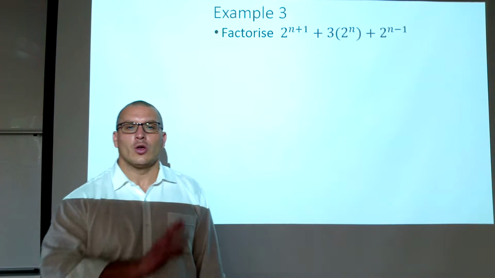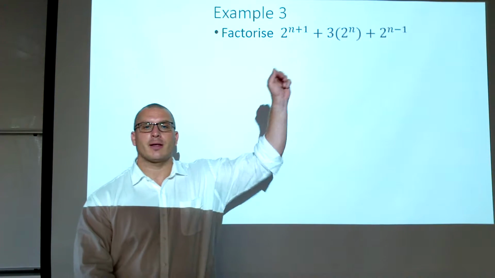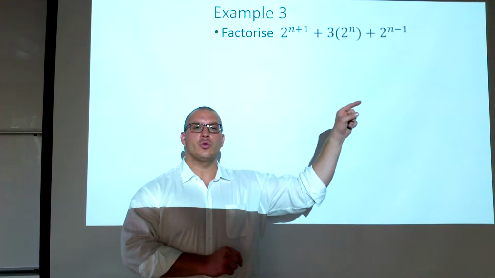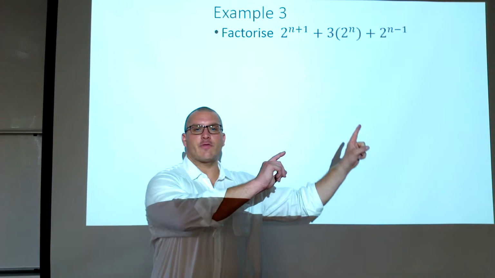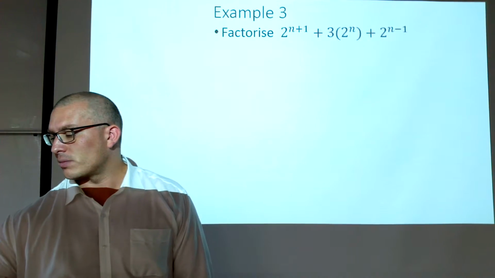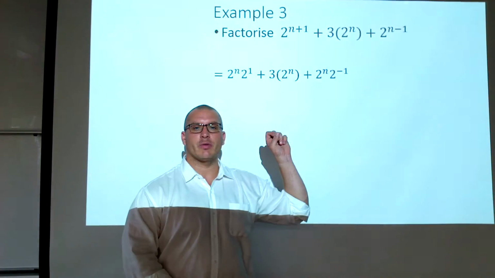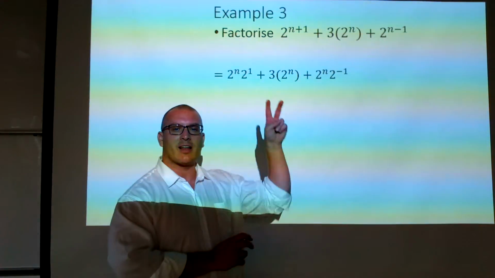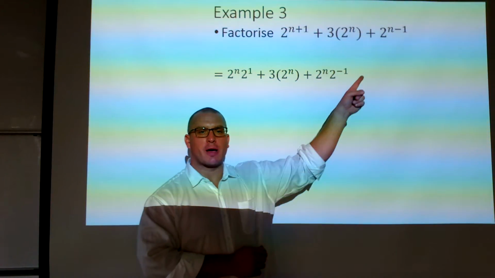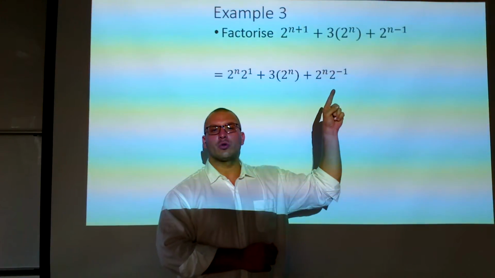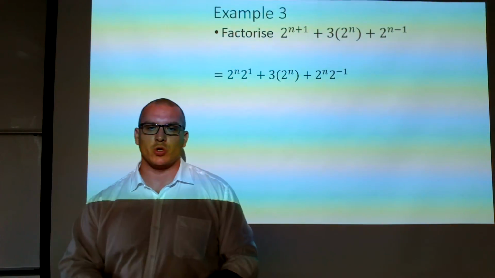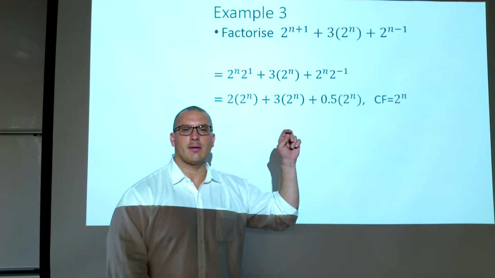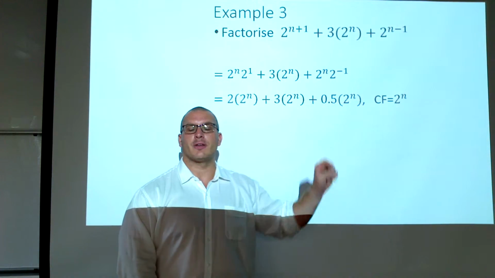Next example. Here we have 2 raised to the power of n plus 1 plus 3 times 2 to the power of n plus 2 raised to the power of n minus 1. Let's focus on the first and last terms first. So again, these parts will be rewritten as 2 to the power of n times 2 to the power of 1. Because again, when I multiply them together, I can simply add the exponents. So this part over here becomes 2 to the n times 2 to the negative 1. Now what I'm going to do is turn all those into numeric terms. So 2 to the power of 1 is 2, 3 stays the same, and 2 to the power of negative 1 is simply a half.